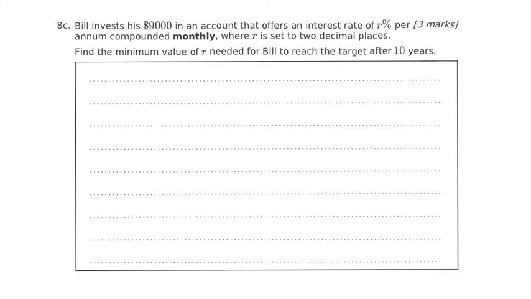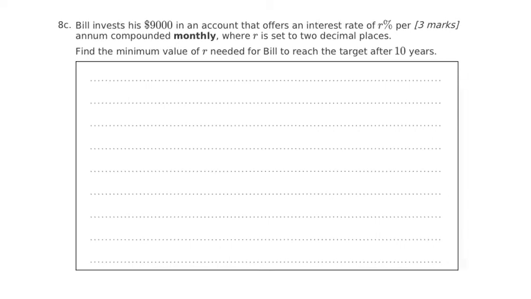8c. Bill invests his 9,000 in an account that offers an interest rate of R% per annum, compounded monthly, where R is set to 2 decimal places. Find the minimum value of R needed for Bill to reach the target after 10 years. Again, use your financial solver. We know that the number of years is 10. We know that the present value is 9,000. We know that the future value is 20,000.